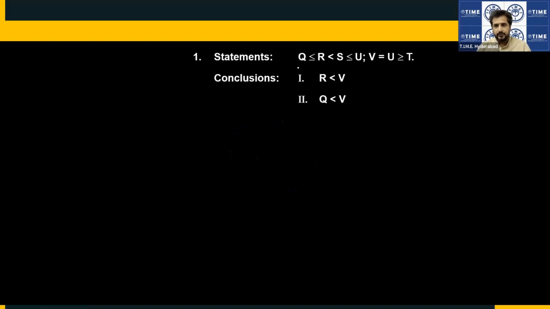So we have been given 2 expressions, expression 1 and expression 2. The first conclusion is R less than V, and the second conclusion is Q less than V. How to solve this kind of question? Simple. According to the first conclusion, the relationship is given between R and V. R is in expression 1, and V is in expression 2. To combine these 2 statements, the common term is U.